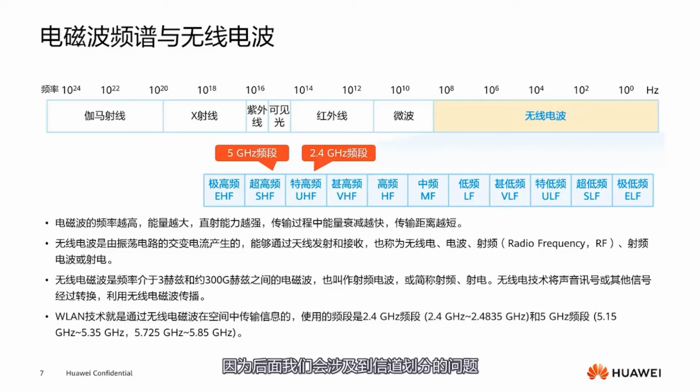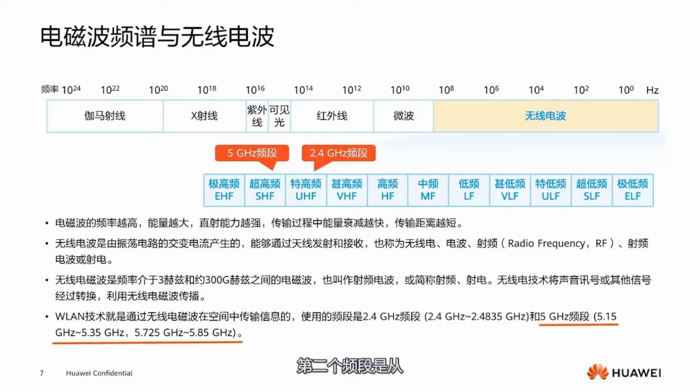Because later we will deal with channel division issues, we will focus on how the frequency range is used. The second is the 5 GHz frequency band. The 5 GHz band is divided into 2 non-contiguous segments. The first segment ranges from 5.15 GHz to 5.35 GHz. The second segment ranges from 5.725 GHz to 5.85 GHz.